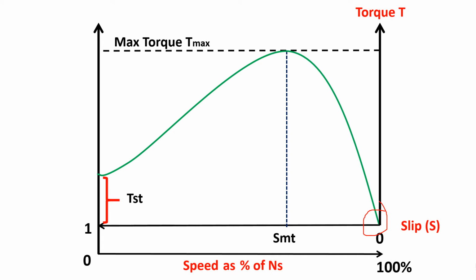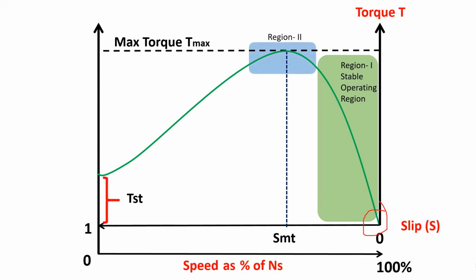There are three regions that can be plotted on the graph. One is region 1, that is stable operating region. Second region is maximum torque region. This is also called medium slip region. Third is region 3, that is high slip region. So this is how a torque slip characteristic is plotted. Now we'll see different regions one by one.